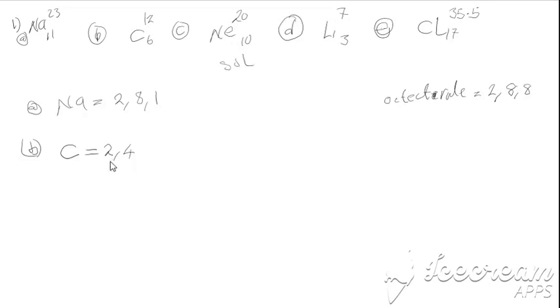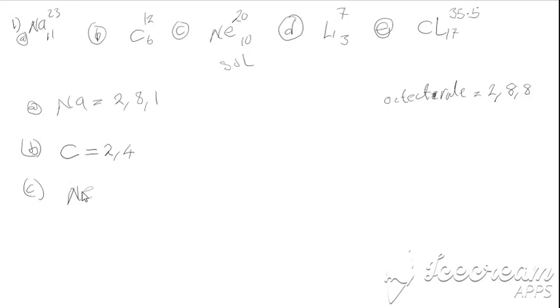Carbon has 2 shells. In the first shell there are 2 electrons, and in the second shell there are 4 electrons. This 4 tells us that carbon is in group 4 of the periodic table. As I said for sodium, the last number is 1, which means it has 1 electron in the outermost shell, and this simply tells us that sodium is in group 1.